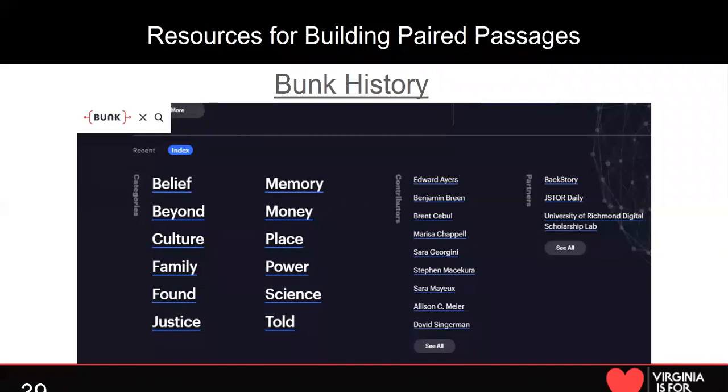So being able to pull down an article that Bunk History has identified as relating to westward expansion, but maybe a current event that's resonating in the news right now, can be a great place to start when you're thinking about building paired passages. Bunk History is now and will remain totally free. It's not going behind a paywall, so it's something that you can certainly count on to be available for use in your classrooms.